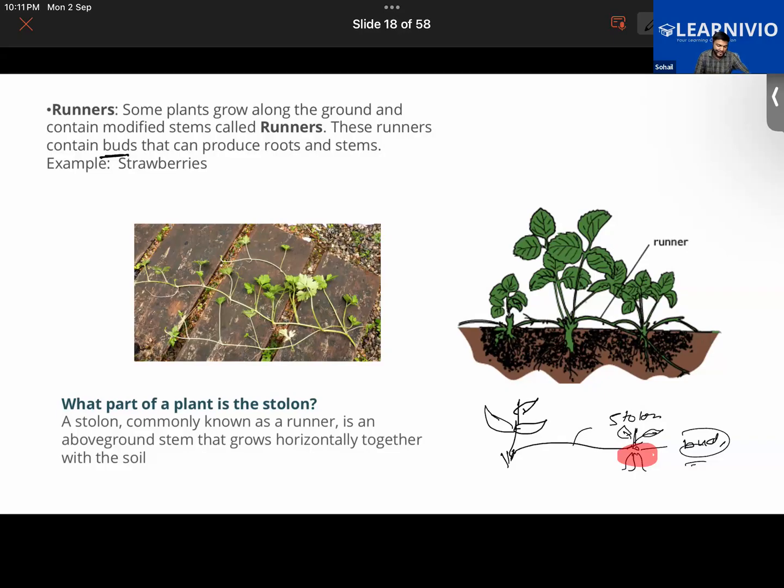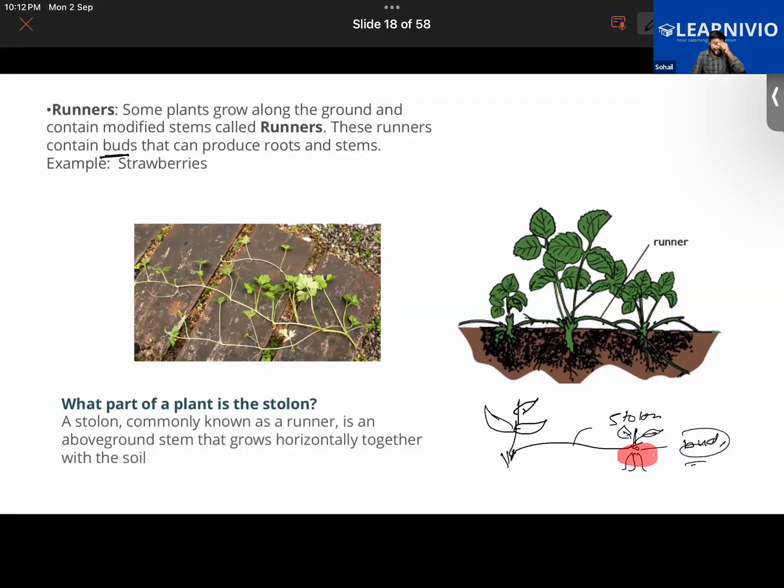So is the runner clear to both of you? Priyanka, you understood this? Yes. Abu Bakr, you got this now? Sir, not getting it. Okay. Let me explain this again.